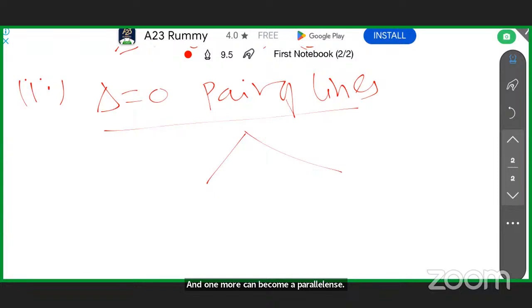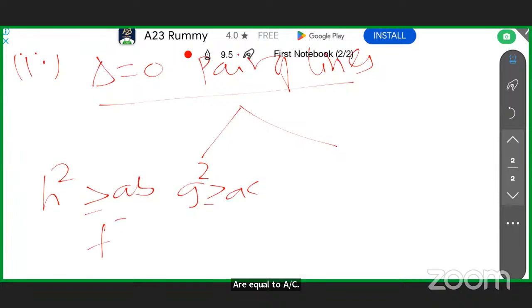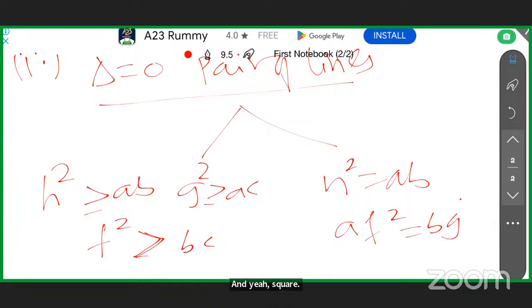So how to find out? When delta is equal to 0, if h square is greater than ab, and g square is greater than or equal to ac, and f square is greater than or equal to bc, then we say this is just a simple pair of lines. It's neither parallel nor perpendicular. But if h square is equal to ab and af square is equal to bg square, and these two conditions are satisfied, then these are a pair of parallel lines.